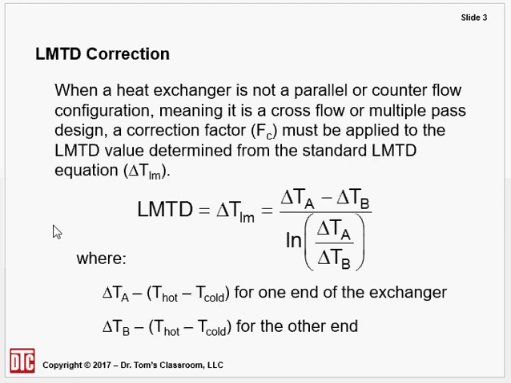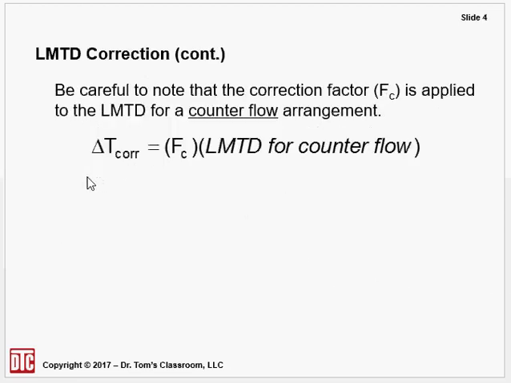So this is what we did in the last lesson, and we got down to this particular point and talked about there needing to be a correction. Well, now we're going to actually calculate one. Be careful: whatever design you have that's not parallel or counterflow, you need to calculate the LMTD for the counterflow arrangement. That's what you're going to multiply the F sub C by, so be careful about that.